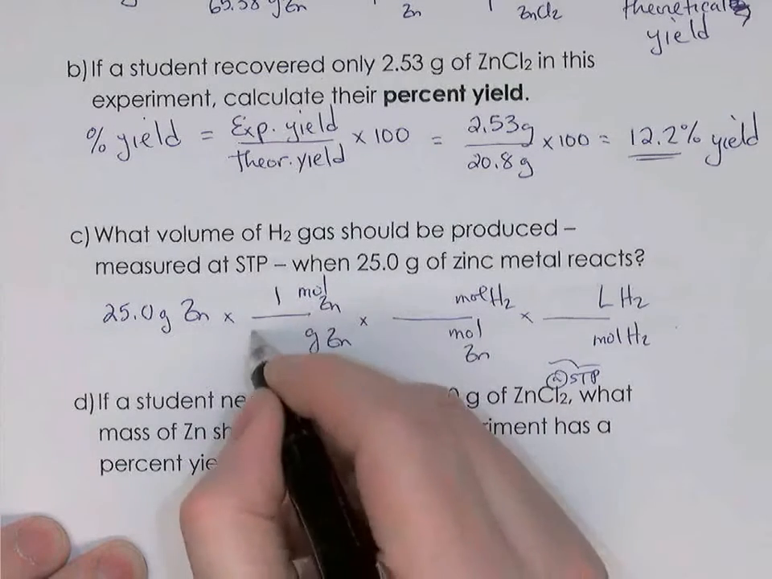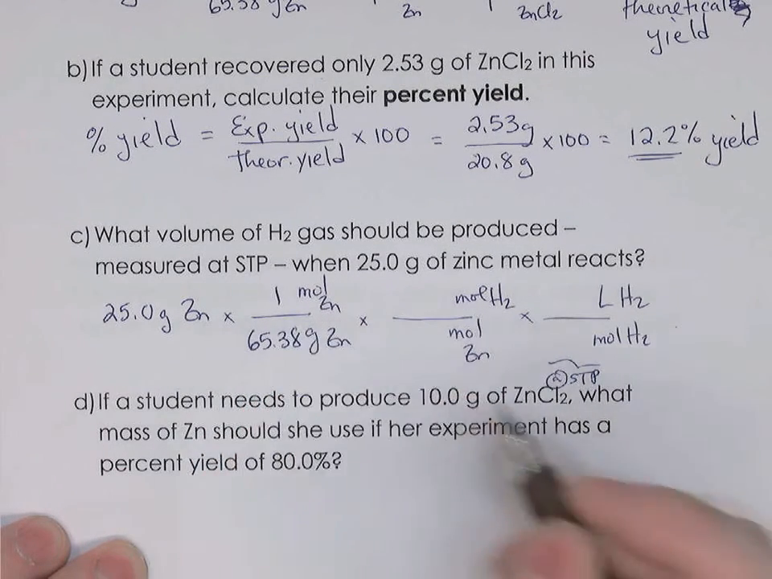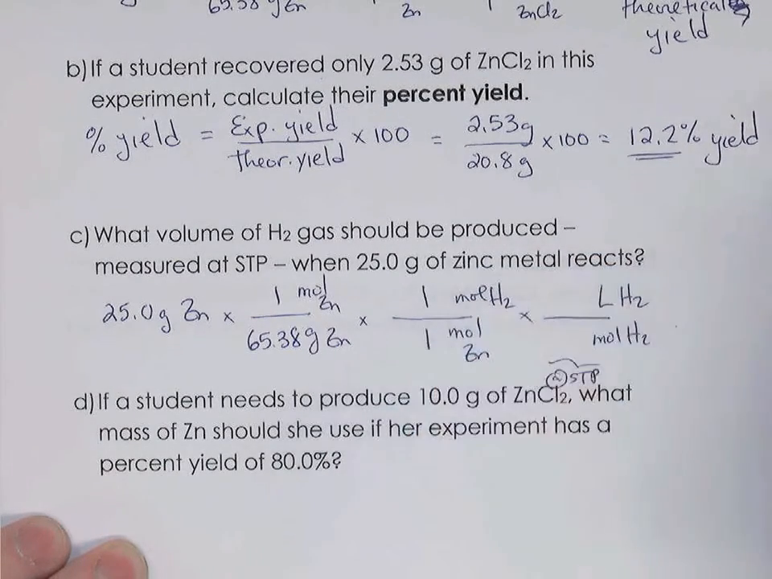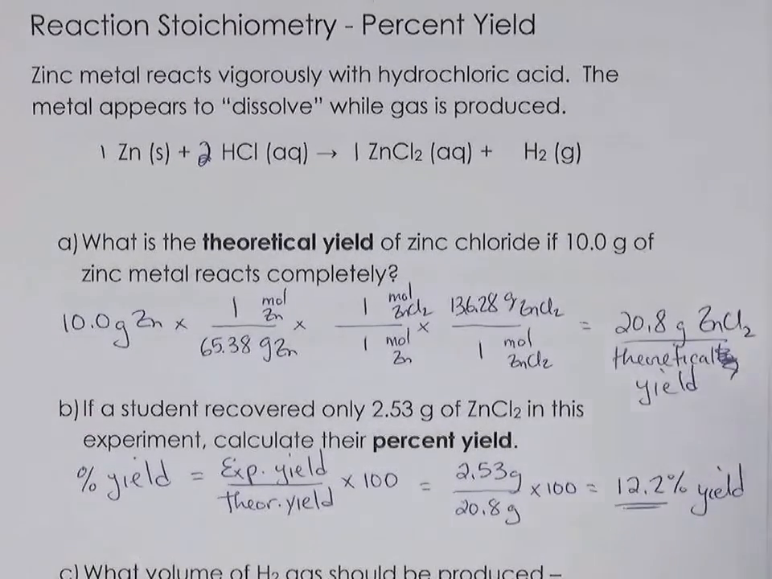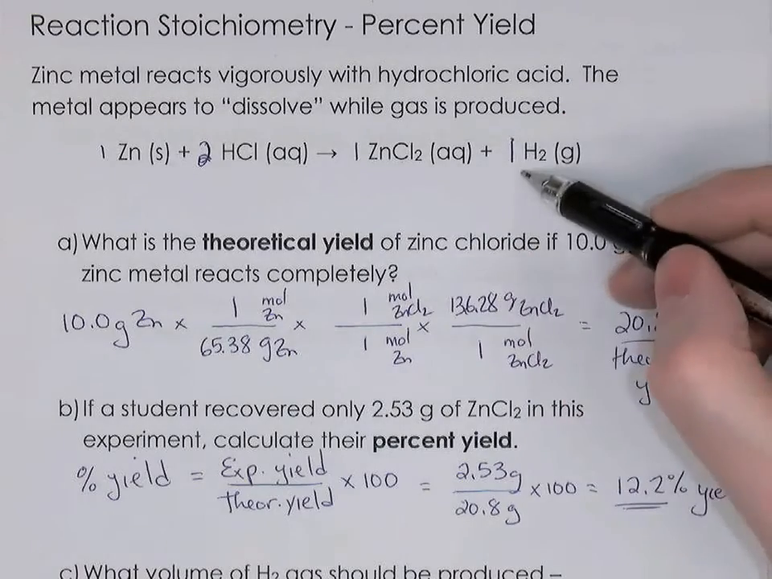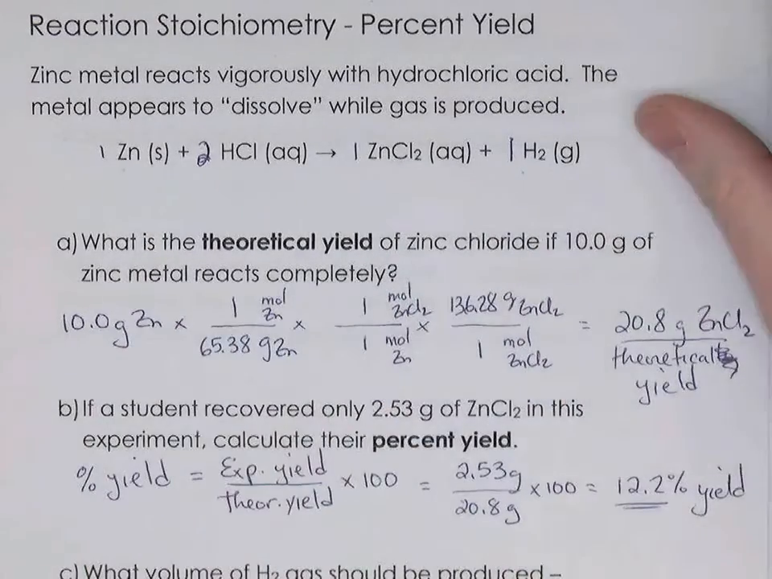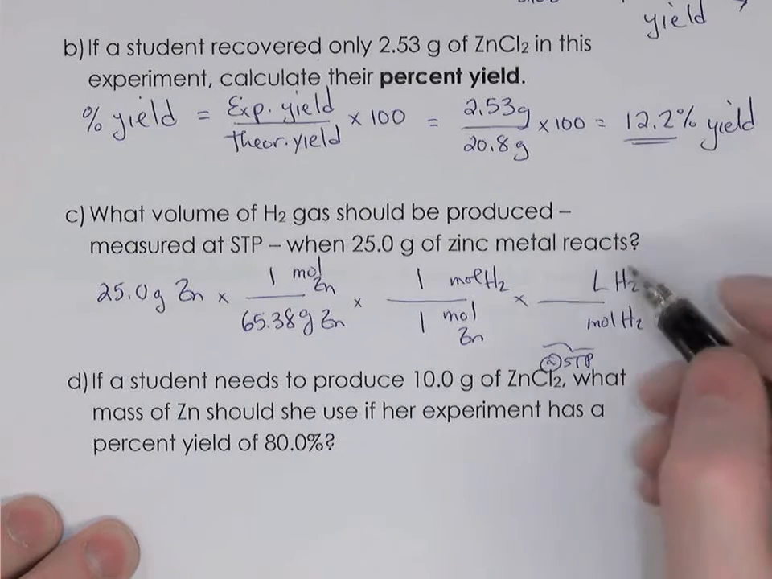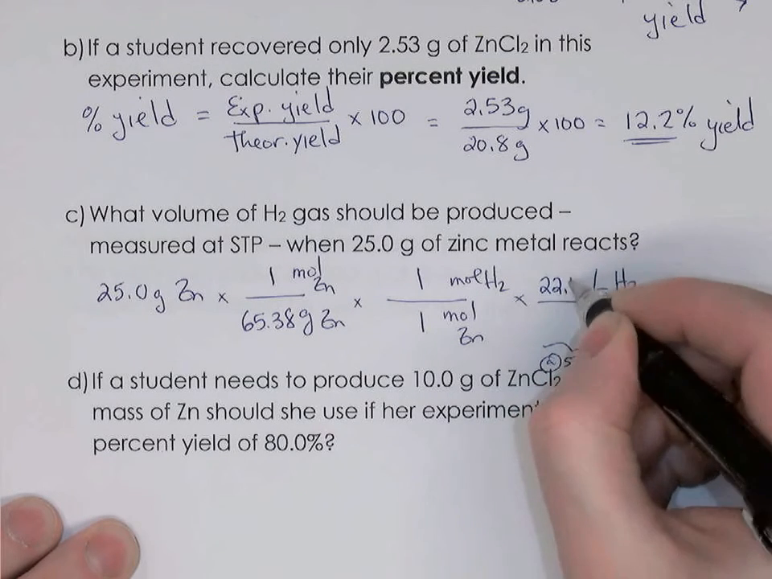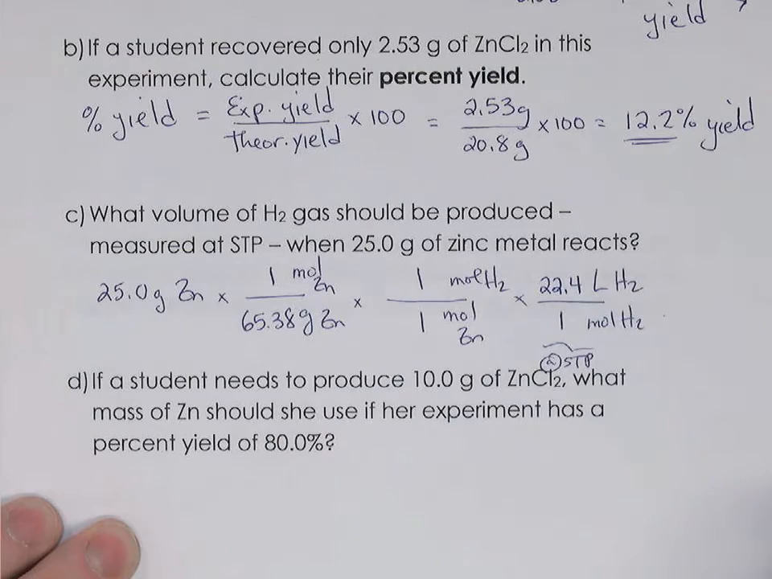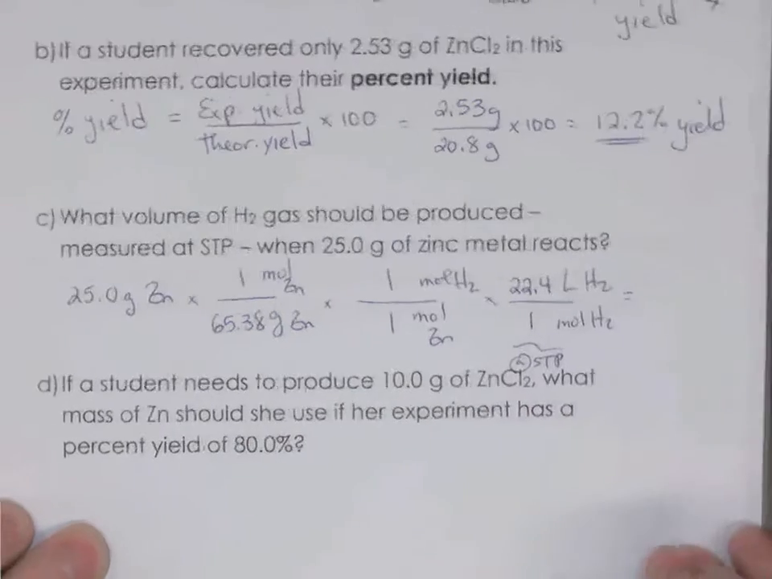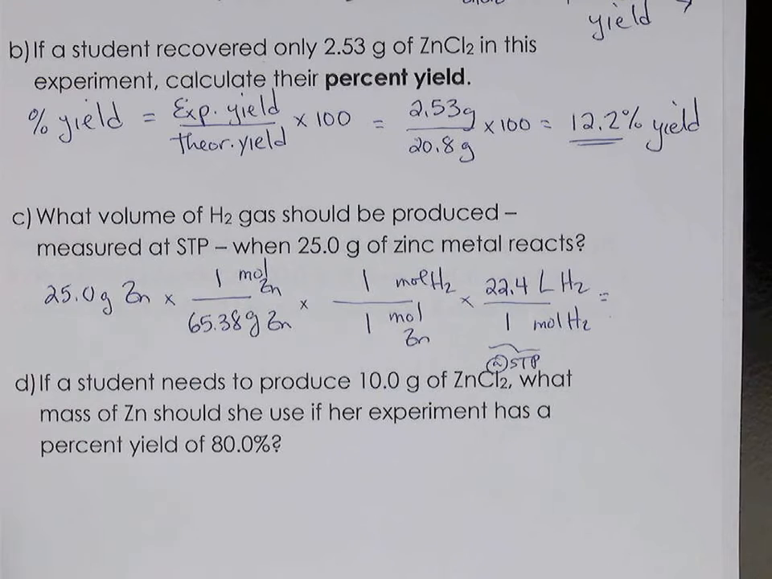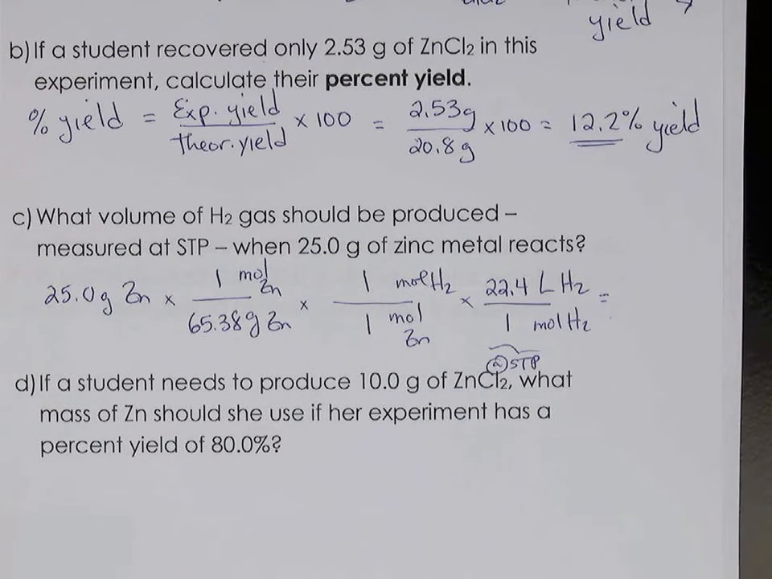So 1 mole of zinc, 65.38 grams, and then 1 mole of hydrogen gas can come from 1 mole of zinc metal. Again, that's in my balanced equation at the top of the page. 1 mole of hydrogen from 1 mole of zinc metal. And then the unit multiplier at STP, standard temperature and pressure, 22.4 liters of any gas represents 1 mole of that gas.